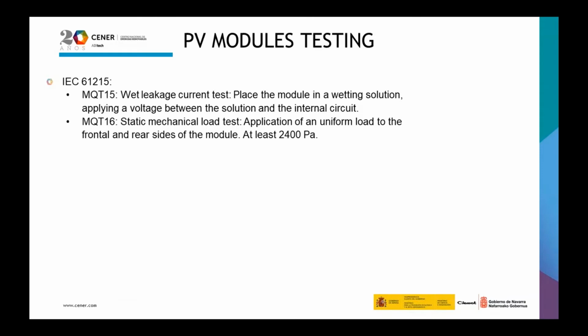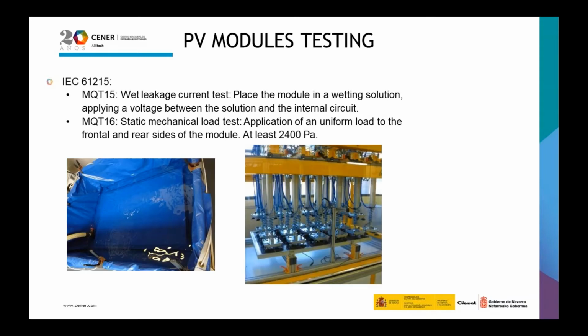Then we have the static mechanical load test, the MQT-16. Here, a uniform load is applied from the front and rear sides of the module. The load applied is at least 2,400 pascals. And the purpose of this test is to check if the module can withstand a minimum static load caused by wind or snow accumulation or ice.